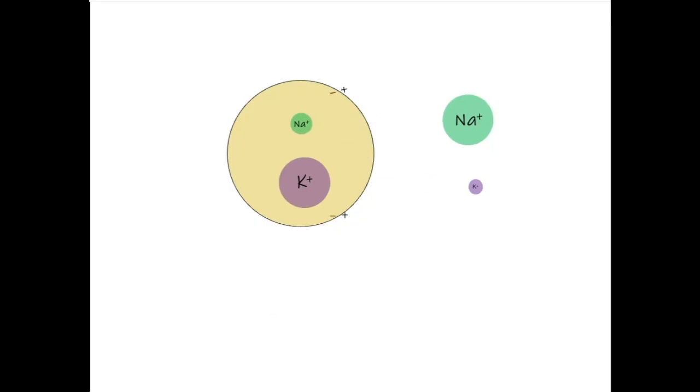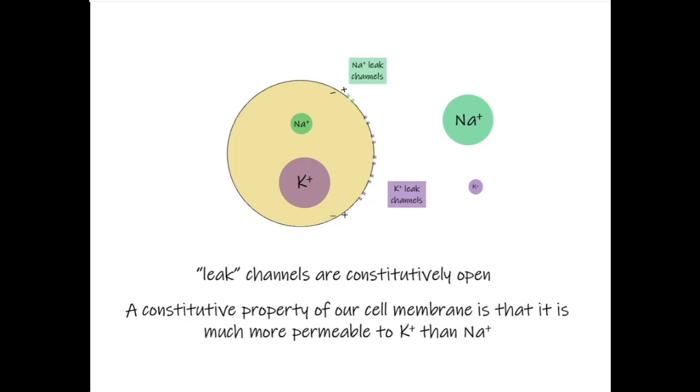We also have our leak channels that are constitutively open. I've drawn here potassium leak channels and sodium leak channels. There are many more potassium leak channels drawn in this picture than sodium leak channels, and this reflects the fact that our membrane is much more permeable to potassium than sodium at rest. This is allowing much more potassium to leave and a smaller amount of sodium to enter. This actually is the primary generator of our resting membrane potential, creating a much more negative interior to the membrane compared to the outside. Once again, we have the constitutive activity of our sodium-potassium pumps helping to maintain these gradients.